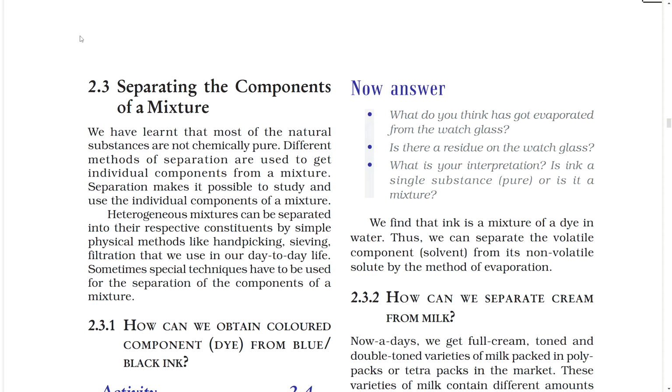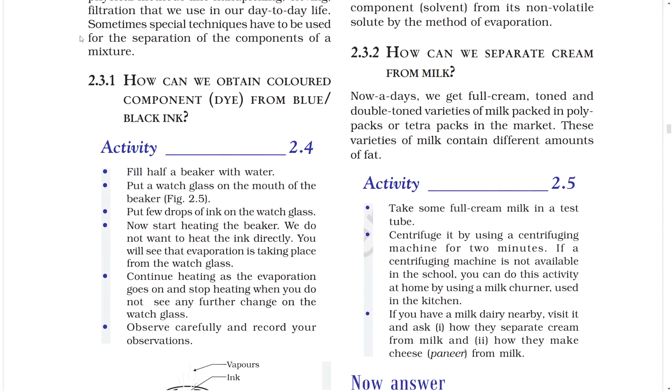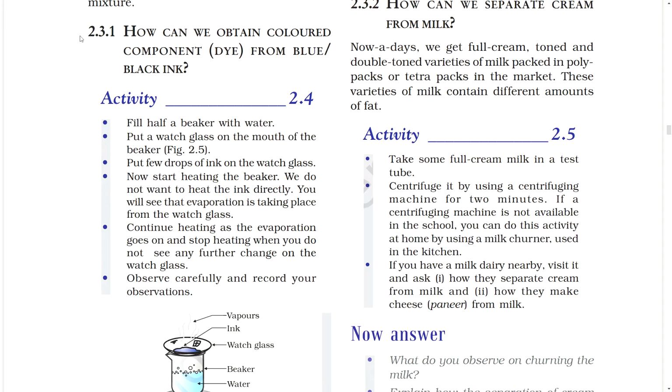2.3.1 How can we obtain colored component dye from blue or black ink? Activity 2.4 Do this. Fill half a beaker with water. Put a watch glass on the mouth of the beaker. Put a few drops of ink on the watch glass. Now start heating the beaker.